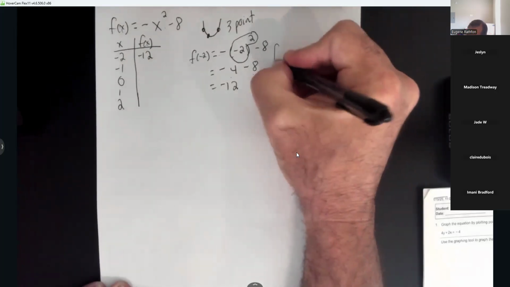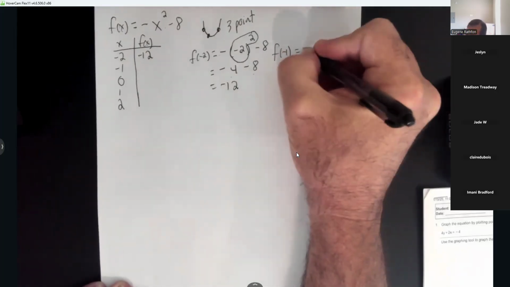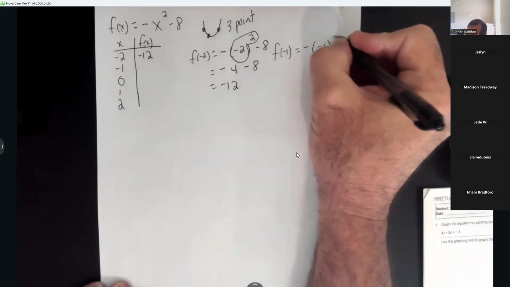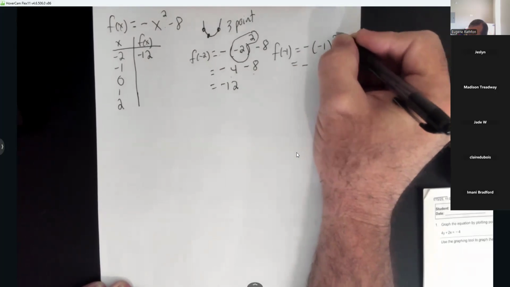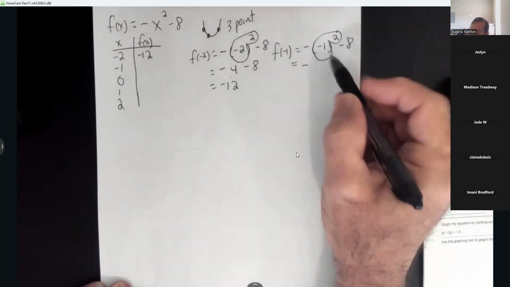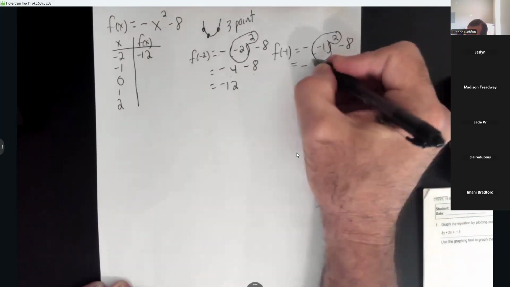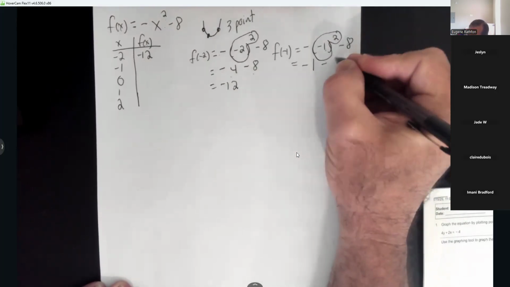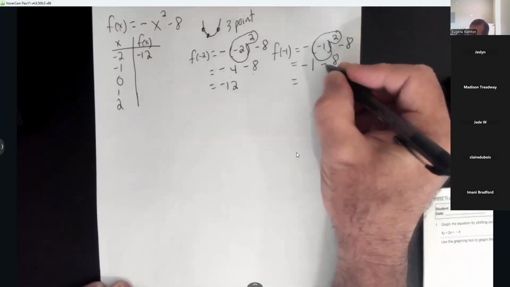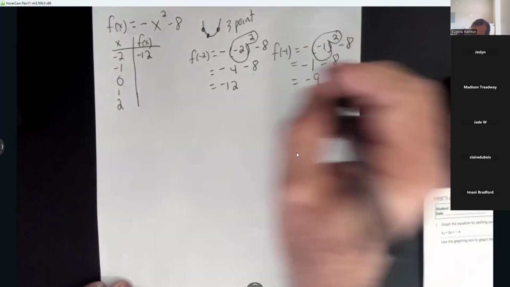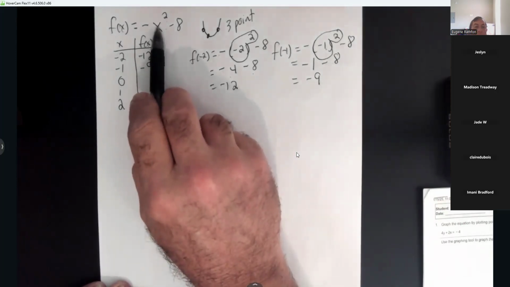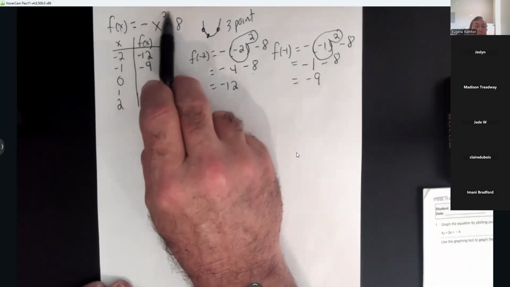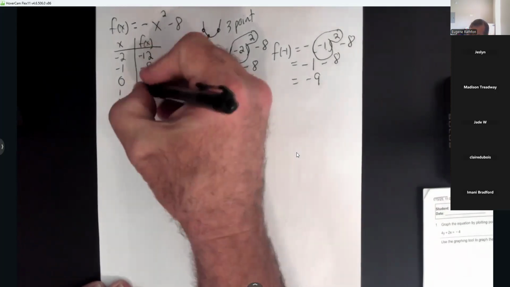Same thing with the negative 1. You're going to have that negative, and then negative 1 squared minus 8. So bring down that negative. Right here, negative 1 times negative 1 is a positive 1. Bring down that negative 8. And negative 1 minus 8 is negative 9. All right, y'all, we put a 0 in here. 0 squared is 0 times a negative is 0. So I get 0 minus 8, which is a negative 8.